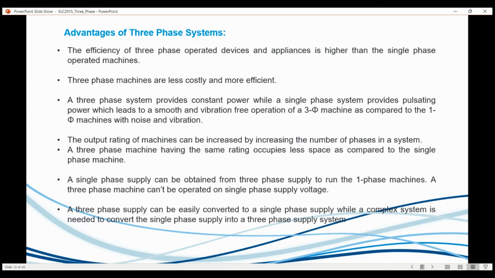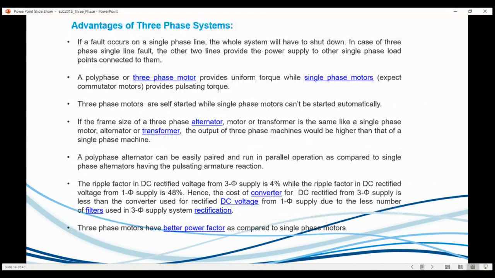That's one of the other important ones: a single-phase supply can be obtained from a three-phase supply. Meaning that if you have a three-phase supply, we'll talk about that obviously as well, you can actually run a single phase on there, going from the line to the neutral. They're saying that a three-phase supply can be easily converted to a single-phase supply. Obviously, I did mention that, but it's harder to convert a single phase to a three-phase.